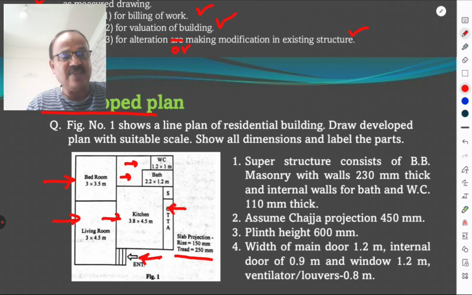The superstructure consists of BB masonry, means burnt brick masonry, with wall thickness 230 mm and internal wall for the bath and WC are 110 mm thick. Assume chhajja projection as 450 mm. Plinth height is 600 mm. Generally it is 60 centimeter. Width of the main door is 1.2 meter. Internal doors are 0.9 meter and windows 1.2 meter and ventilators are 0.8 meter. All this data is given.